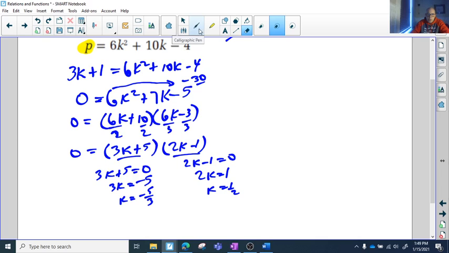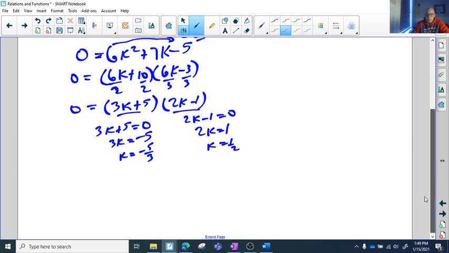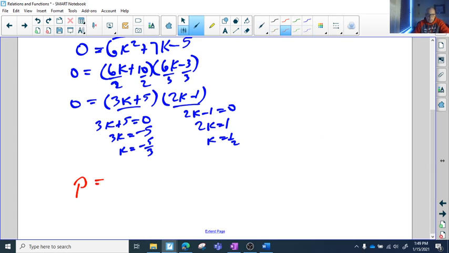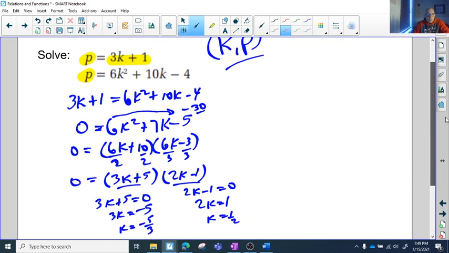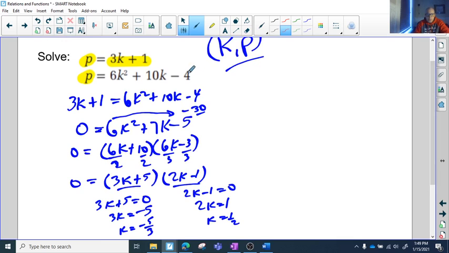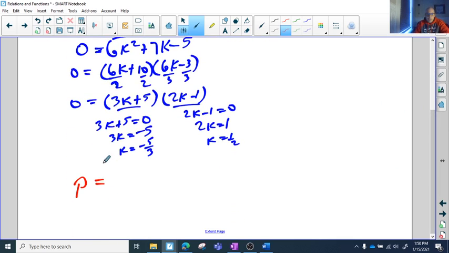Now unfortunately they're fractions, but such is life. Can't always control what kind of answers we get. P is equal to, again, you could use this equation, but obviously this one I think is a lot easier. Let's use that one. P is equal to 3k plus 1, because again, it doesn't matter. You're trying to get a p and a k value that work in both equations. Let's put negative 5/3 in here for k.